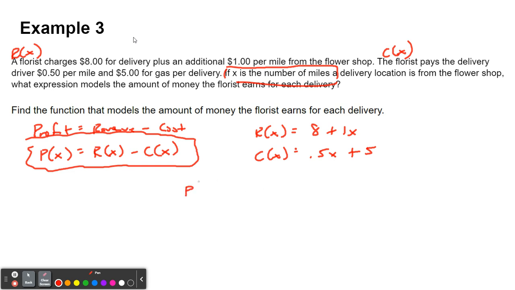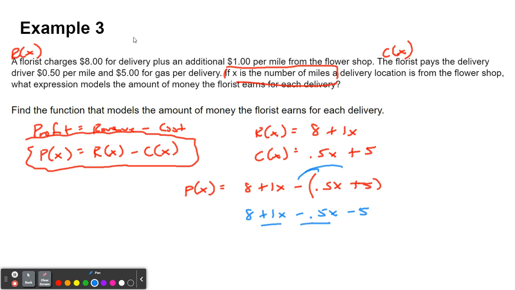So to find my profit, I'm going to take my revenue, 8 plus 1x, and subtract. And now look what I'm going to do. I'm going to put the cost function in parentheses. If I don't, I will forget that I must distribute the negative. So now this is 8 plus 1x minus 0.5x minus 5. Let's do the x's first. So 1 minus 0.5 is 0.5x. And then 8 minus 5 is 3. And there is this florist's profit equation. This is what they should expect to earn for every delivery. 50 cents for every mile plus $3.